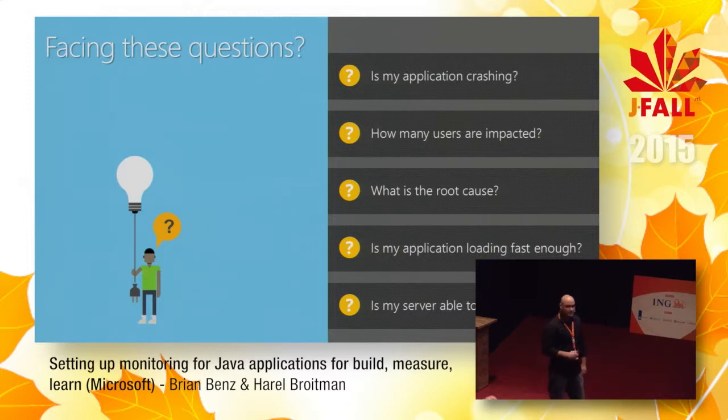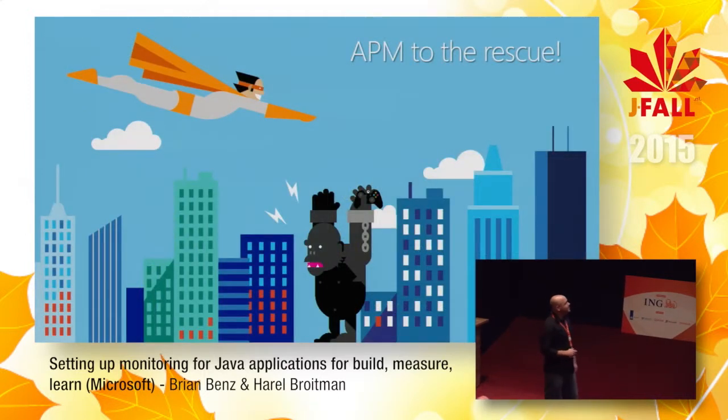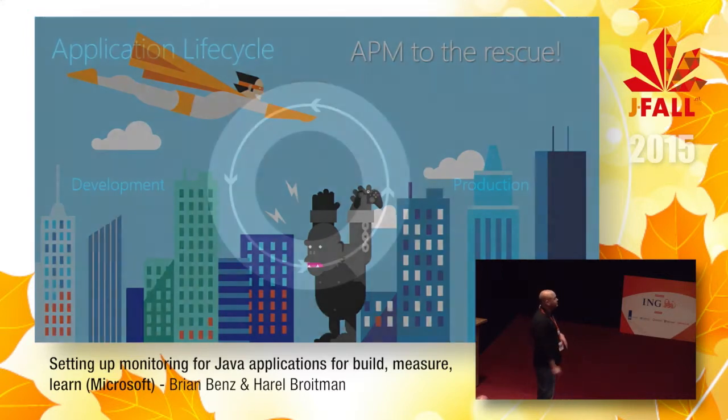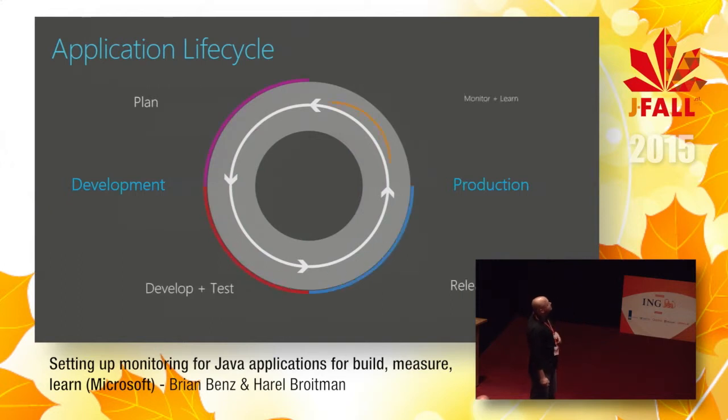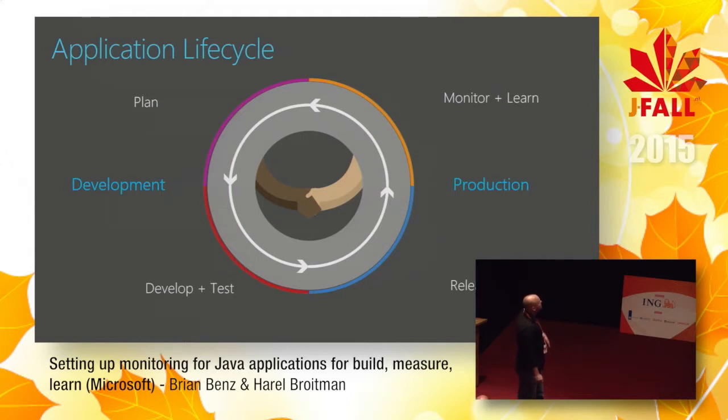So I guess that sounds intimidating, right? But luckily, there's APM, Application Performance Management, that comes to the rescue. Let's see how it helps you to build better applications and implement these learnings from how your software is behaving into the next cycles of development. So let's take a look at the modern application lifecycle. It's a continuous cycle, comprised of the planning phase, development and test, release, and then monitoring and learning, and it obviously keeps running around.